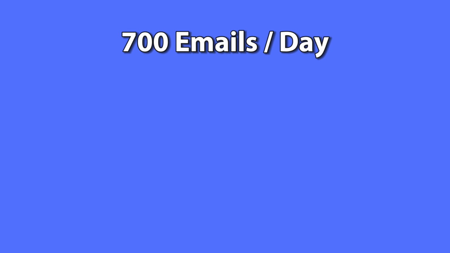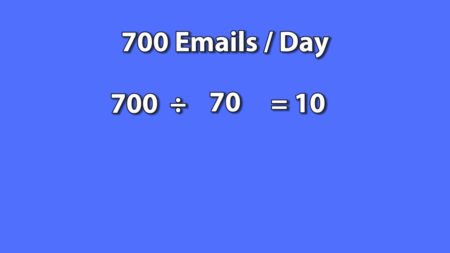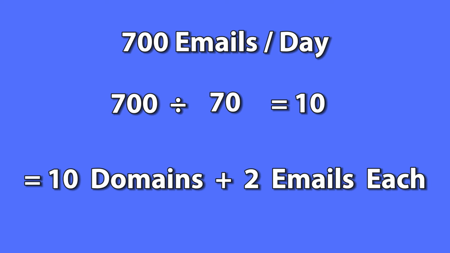So for example, let's say you want to send 700 emails every single day. You'll take 700 divided by 70, which equals 10. So in order to send out those 700 per day, you're going to need 10 domains with 2 email addresses each. Now let's jump over to the computer so we can actually walk through the process of buying and setting up your domains.